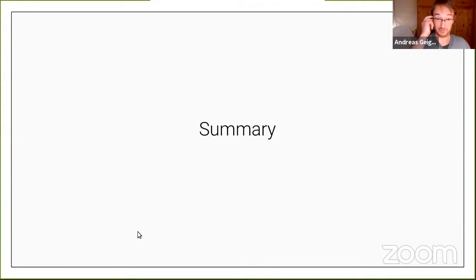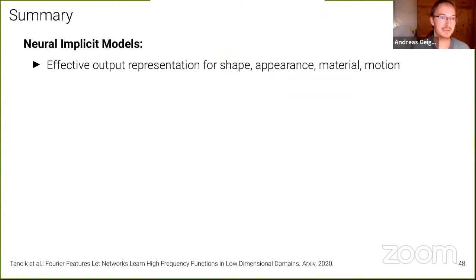So this concludes my talk. I want to briefly sum up, and then afterwards I'm happy to take questions, of course. So in summary, I've shown you some recent works on neural implicit representations, which I hope was able to convince you that they are an effective output representation for shape, appearance, material, and motion. And we will see many more applications of these models, for instance in robotics, I'm pretty sure, in the near future.